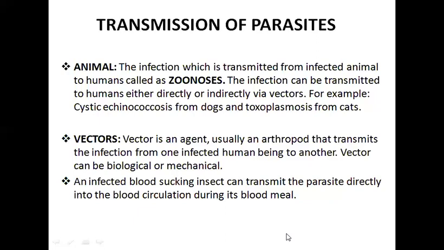Coming to vector. A vector is an agent, usually an arthropod, which transmits the infection from one infected human being to another. A vector can be biological or mechanical, as we've discussed earlier. An infected blood-sucking insect can transmit the parasite directly into the blood circulation during its blood meal. For example, in case of Plasmodium, which causes malaria.